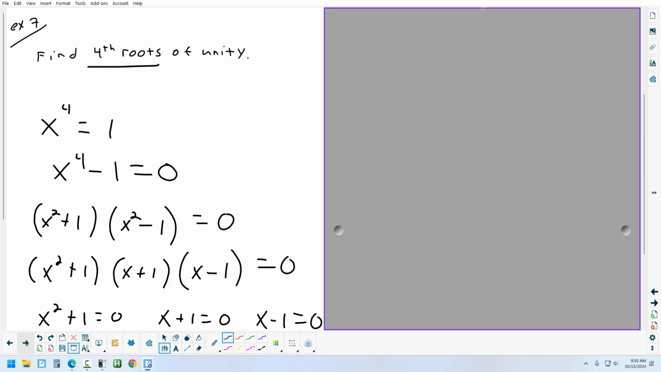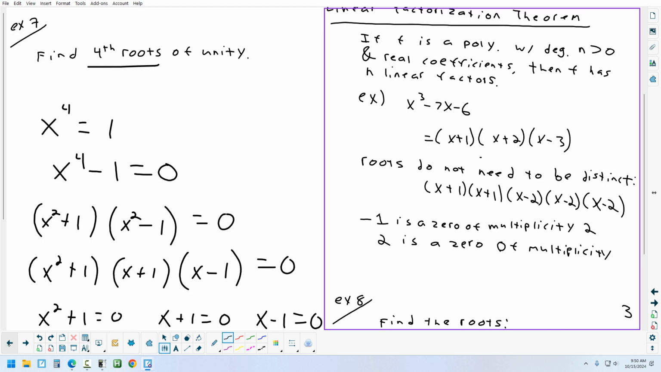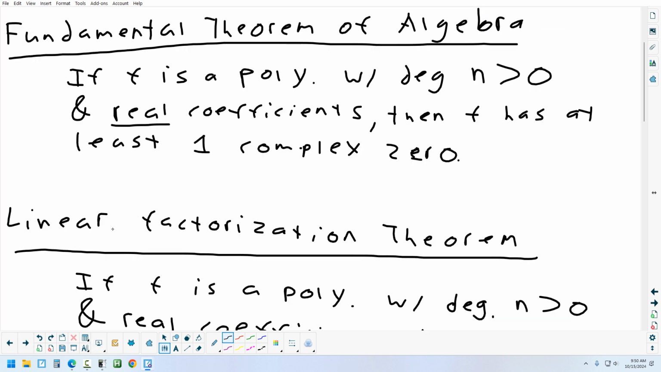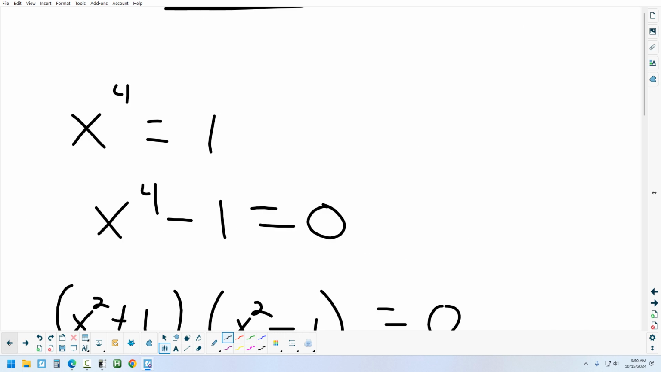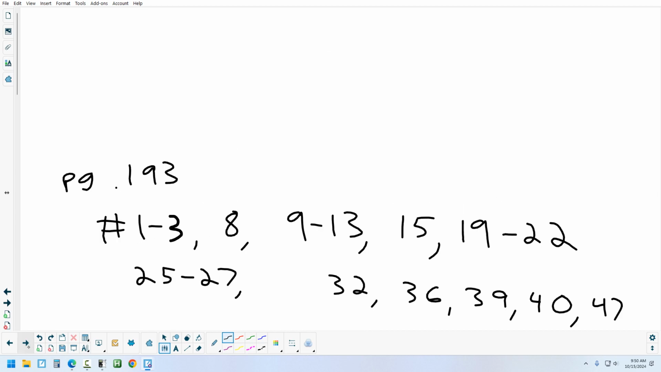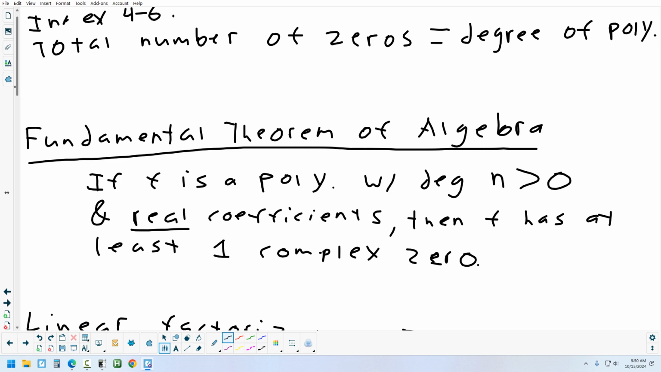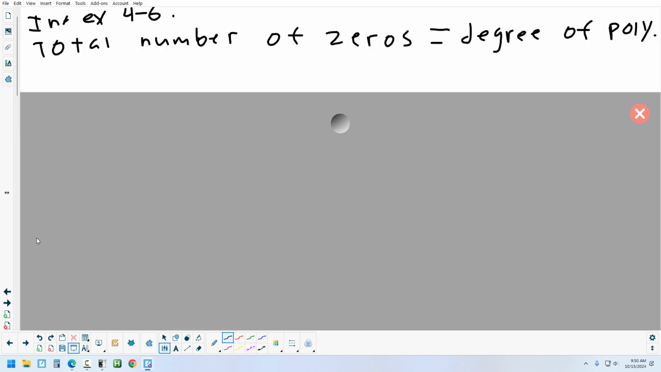Okay. So we just did that, and then I think that's the last page. So in all those examples we just did, what I want you to notice is that the number of answers that we got was always equal to the degree of the polynomial. If you're solving a 4th degree problem, you will have 4 answers. 3rd degree problem will have 3 answers.